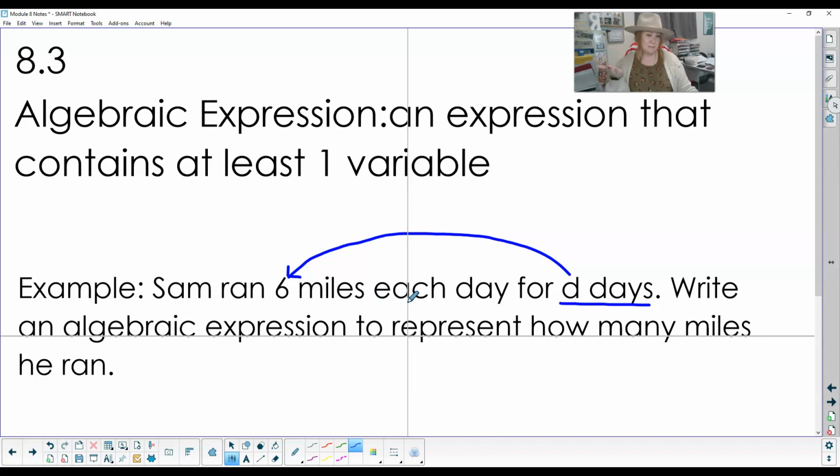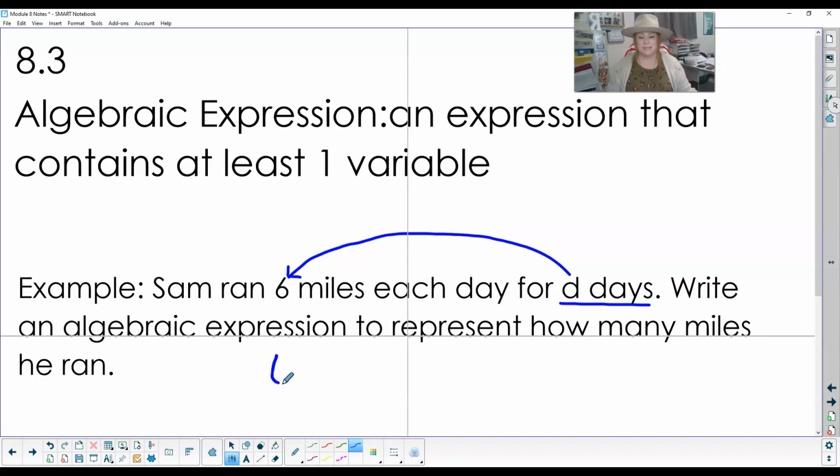So if he ran 1 day, he would have ran 6 miles. If he ran 2 days, he would have ran 6 miles and 6 miles. If he would have ran 10 days, he would have done 6, 6, 6, and so on. So we don't know how many days he ran for. It could change depending on the month, depending on the weather. But every time he does run, it's 6 miles. So we're going to write an algebraic expression to represent how many miles he ran. Then no matter what the number is of how many days he ran, we can plug it in, use that substitution, and solve for the problem.